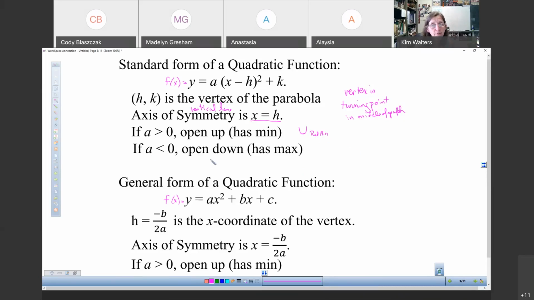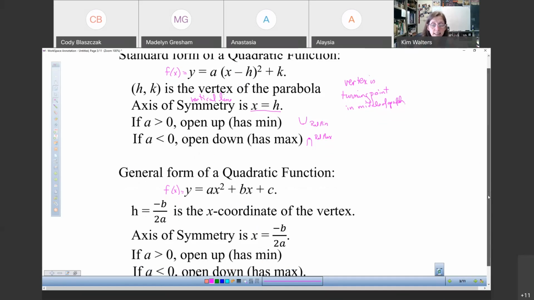So if the graph has a negative in front of the x squared, then it's going to open down, and so my vertex, my turning point, is that relative maximum. So this a is the number in front of the parentheses or in front of the x squared. Everything I just got through saying about the standard form also applies to a quadratic function if it's in general form. And general form just means it's a little bit harder to find the vertex, but I'm going to give you a formula for that.